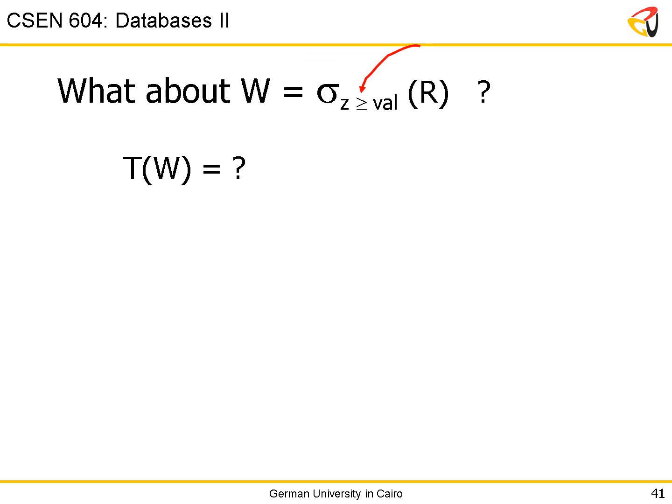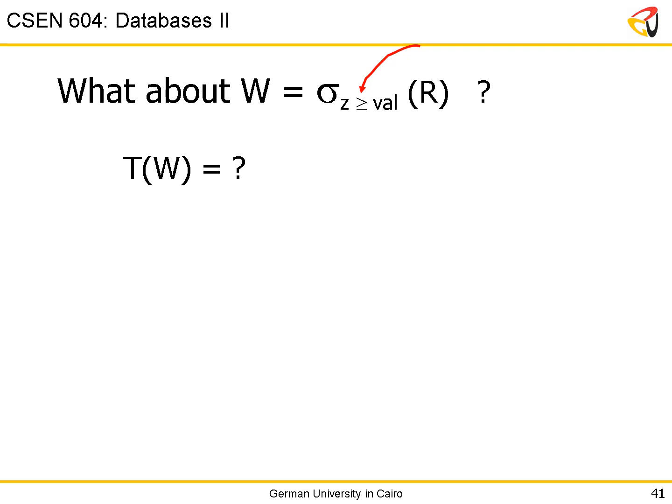Let's see something a little bit more involved. We have a query that says select star from R where this column Z is greater than or equal to some value. So it's not an exact value query. It's not Z equal to val. It is Z greater than or equal to some val. So there is more than one entry in your result set.